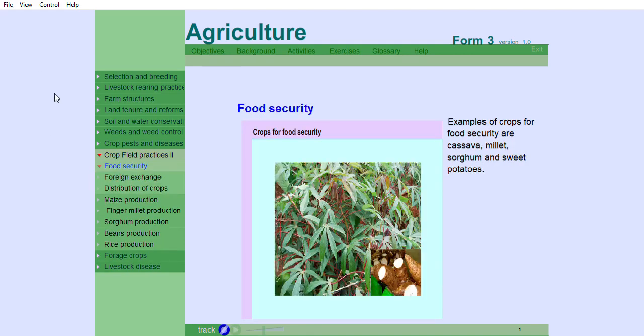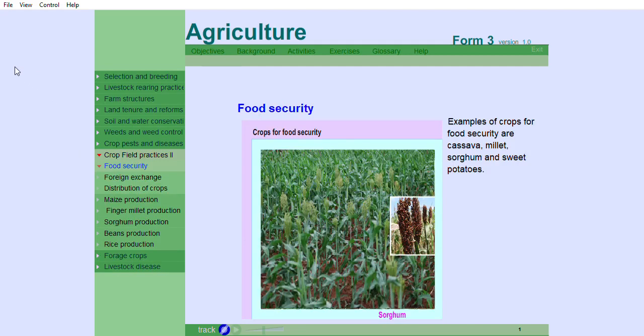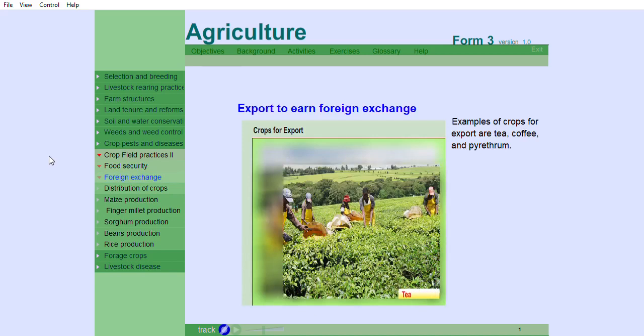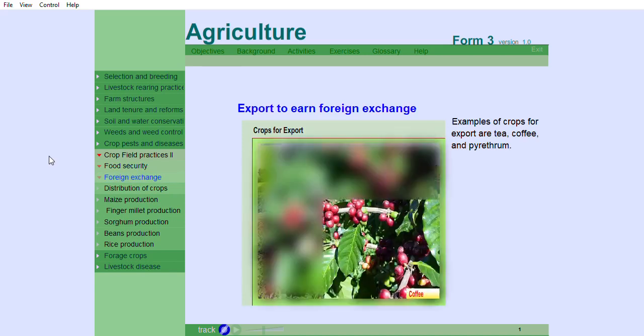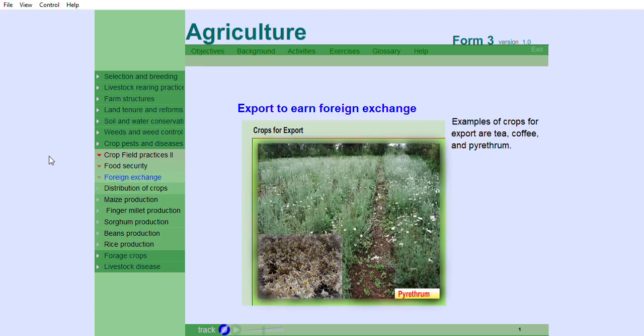Examples of crops for food security are cassava, millet, sorghum, and sweet potatoes. Export to earn foreign exchange. Examples of crops for export are tea, coffee, and pyrethrum.